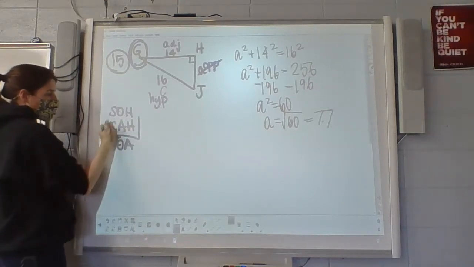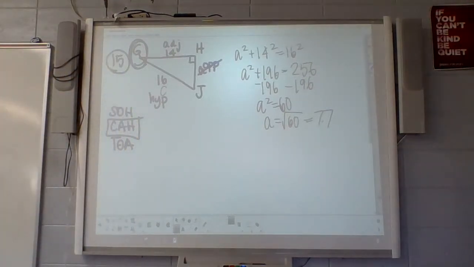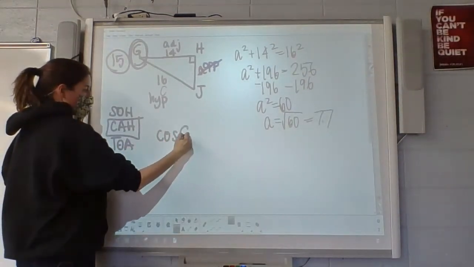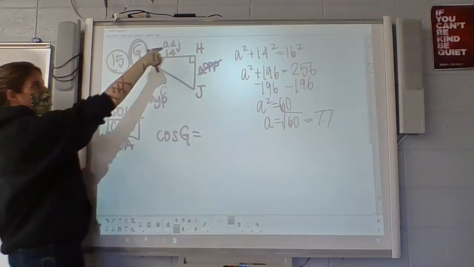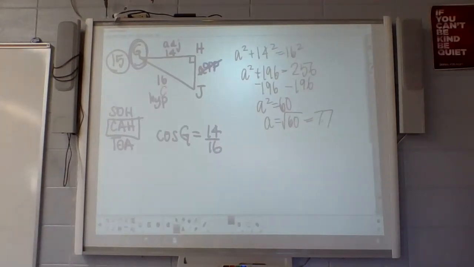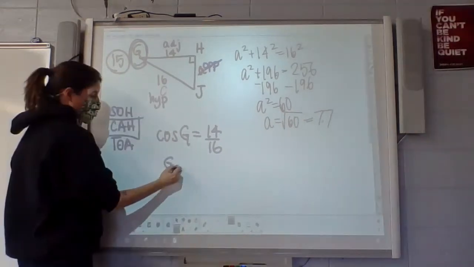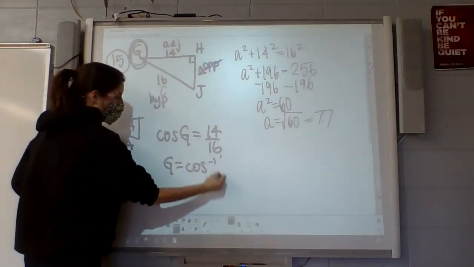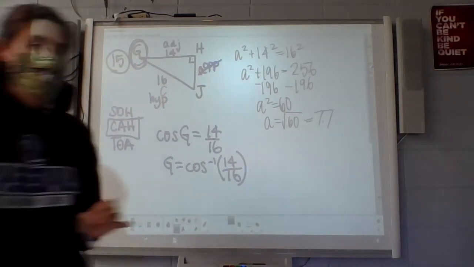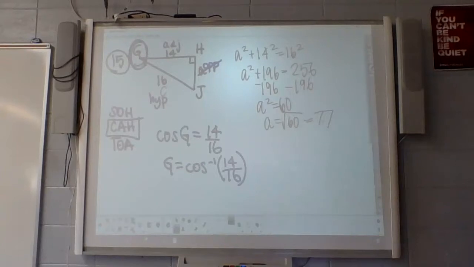So I'm going to use cosine because I like to avoid that opposite side just because it's a decimal. It's just a little more exact. Working with whole numbers is easier than decimals. So cosine of G equals adjacent over hypotenuse, so 14 over 16. And then when I'm trying to find angle G, I have to do the inverse cosine of that 14 over 16. And that'll give me my angle G, which again, you need your calculator for. You won't be able to do this in your head.